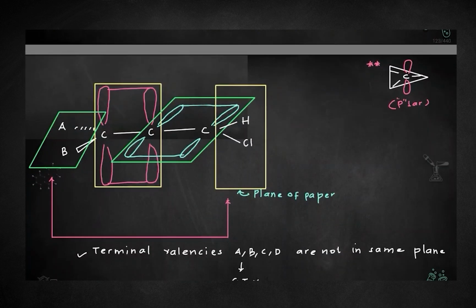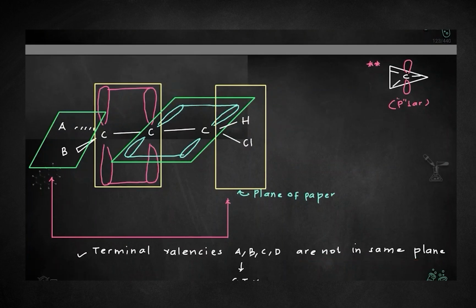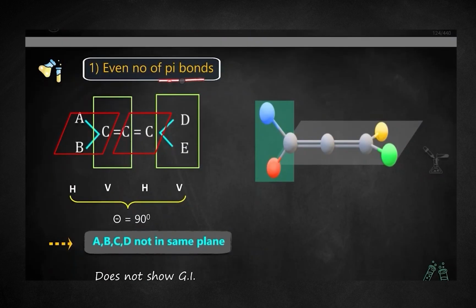And if you look closely, these terminal valencies, that is HCl and A and B, are not in the same plane, correct? And because of that, geometrical isomerism will not be seen. If you have studied geometrical isomerism, then you can understand what I am trying to say. Now, even number of pi bonds.